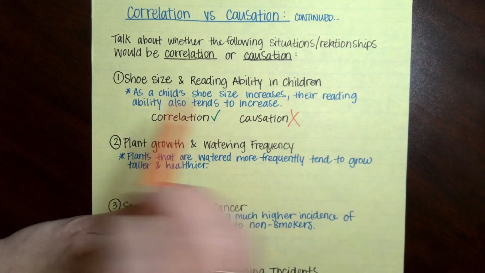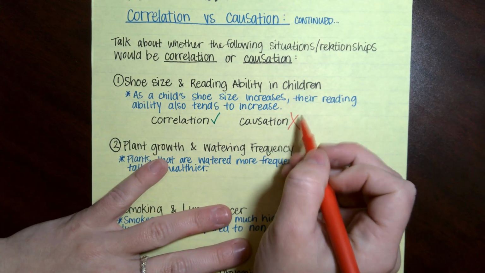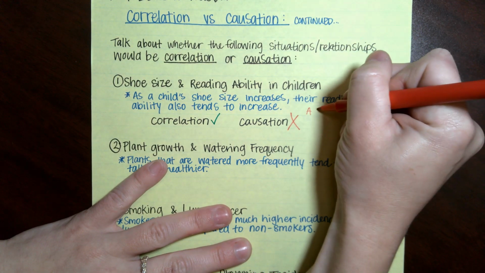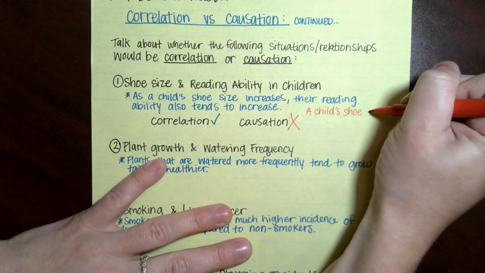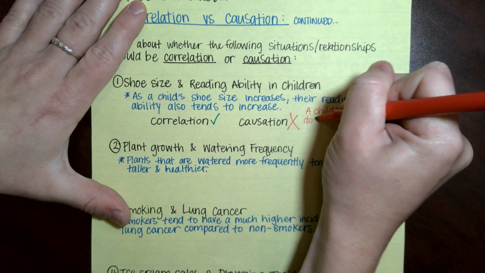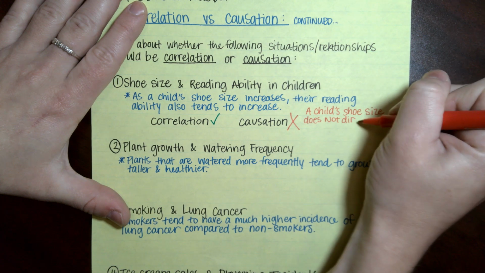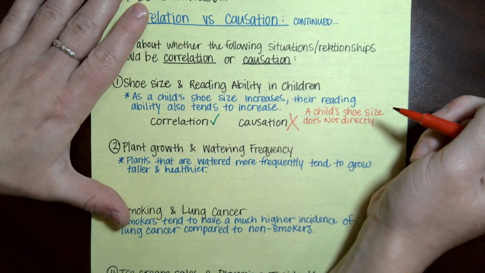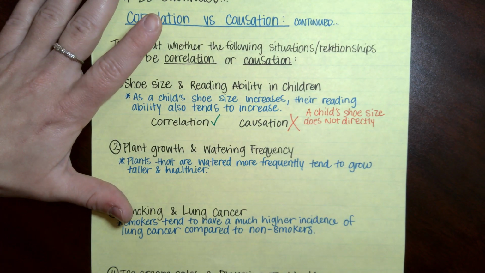Let's make sure that we understand number one, then we're going to jump to number two. So I'm going to write for causation being no, that a child's shoe size does not directly affect. And when we say affect, I know there's an affect and an effect. Sometimes you spell it with an A, sometimes with an E. Quick English lesson.